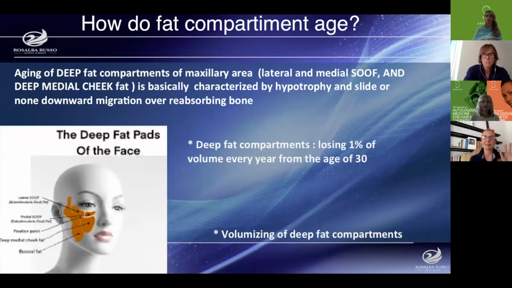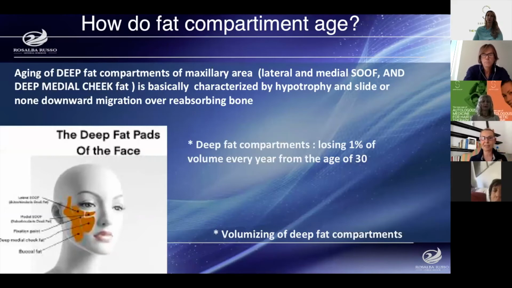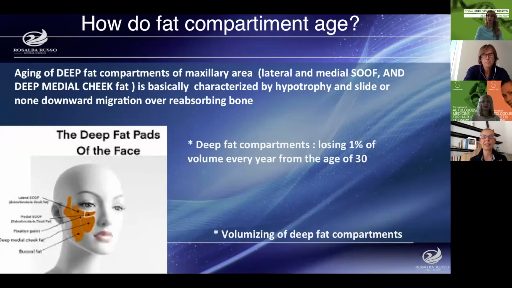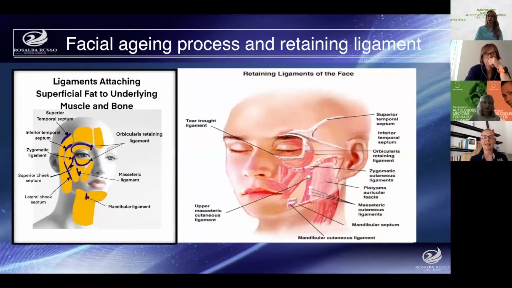About the deep fat compartment, the aging of this compartment of the maxillary area, lateral and medial SOOF and deep medial cheek fat, is basically characterized by hypertrophy and sliding down, not downward migration, over reabsorbing bone. And the only treatment you can do here is the volumizing effect on the deep fat compartment.